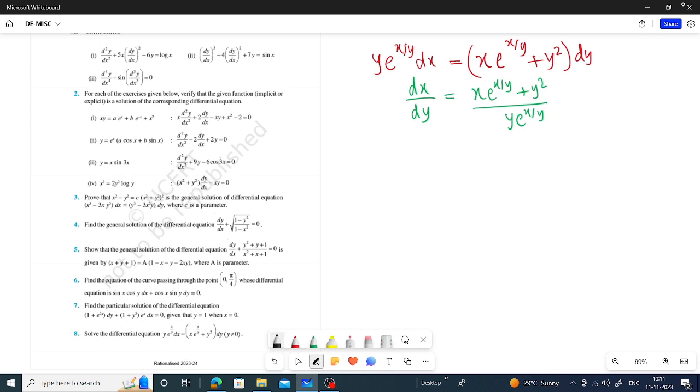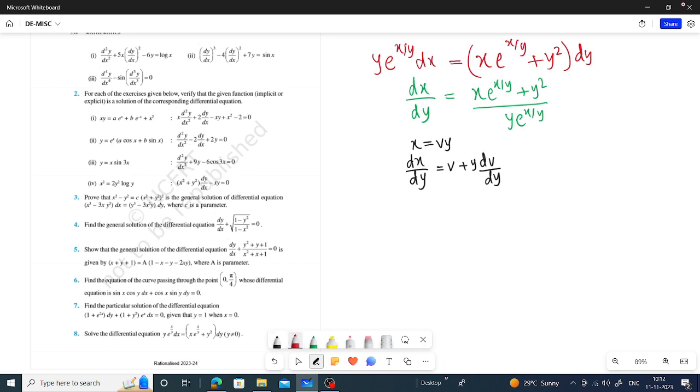Now we go for substitution. X is equal to vy. Dx by dy is equal to v, derivative of y is equal to 1, plus y dv by dy. Okay, now we substitute it here.